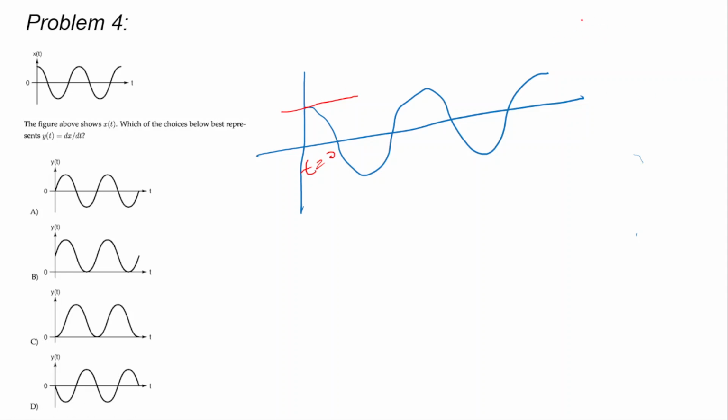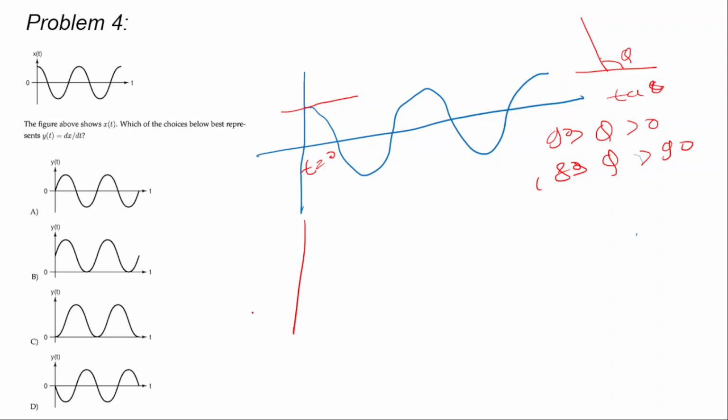The slope is basically tan of your angle, so tan of theta will be your slope. If theta is greater than 0 and less than 90, then the slope will be positive, and if theta is greater than 90 and less than 180, then your slope will be negative. Once this angle is an obtuse angle, your slope will be negative. So at time t equals 0, the slope is 0, and y of t will be 0.